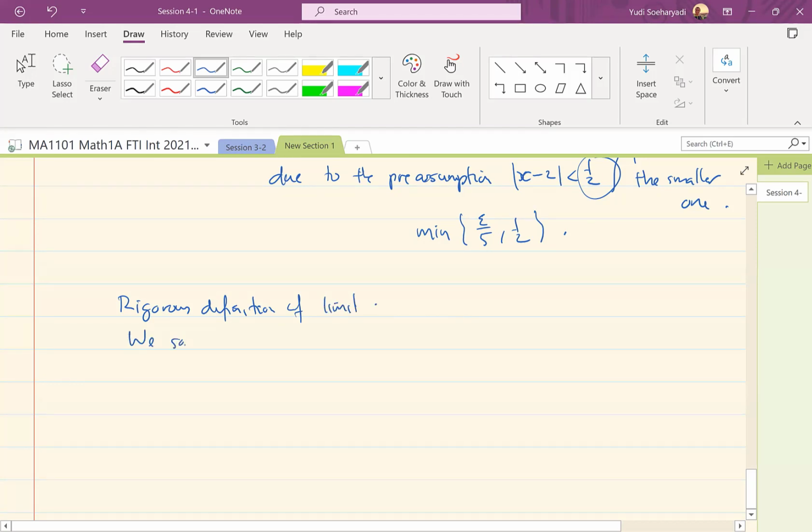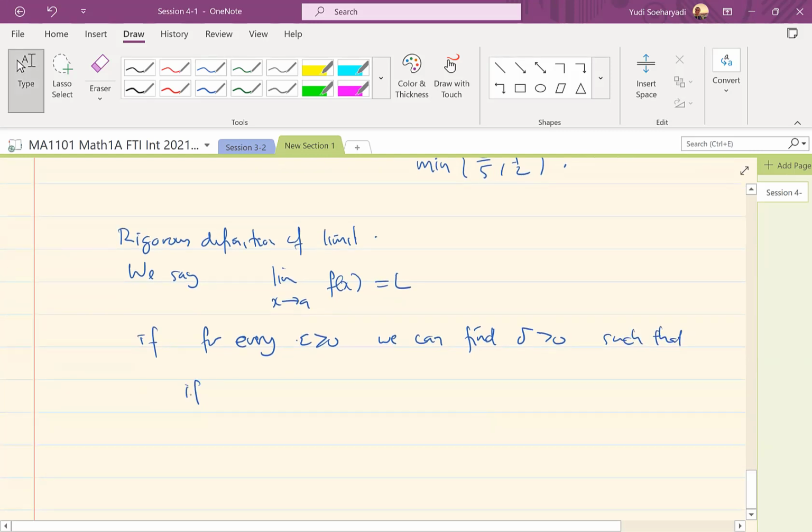So we say that the limit as x goes to a of f of x equals L if for every number epsilon positive, we can find delta positive such that if the absolute value of x minus a is less than delta, then we have the absolute value of f of x minus L less than epsilon. Okay.